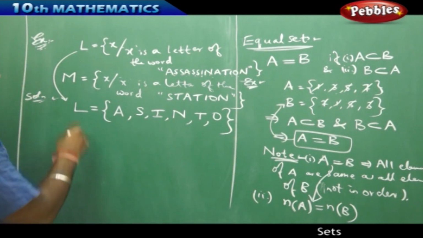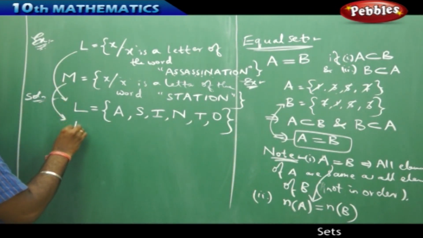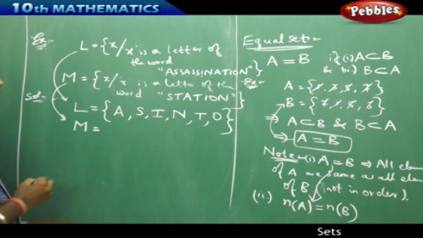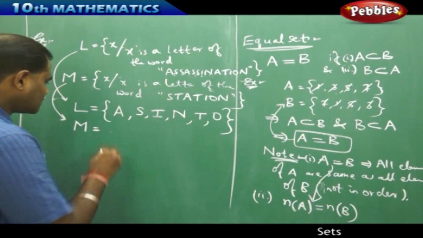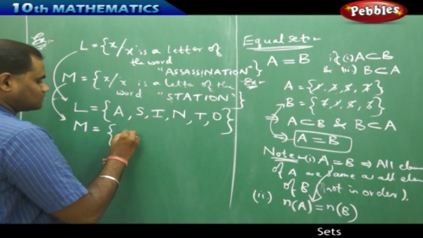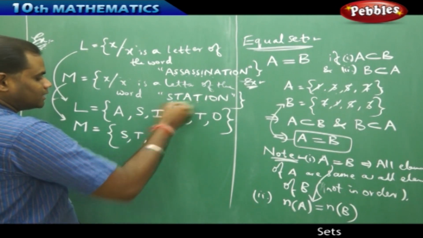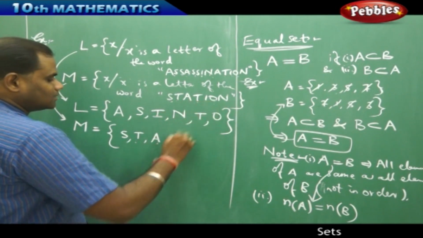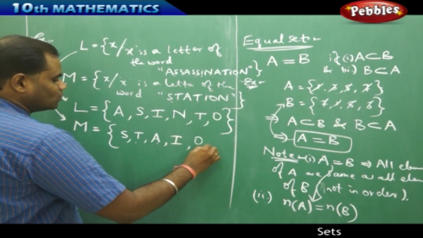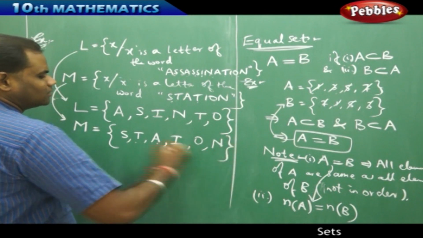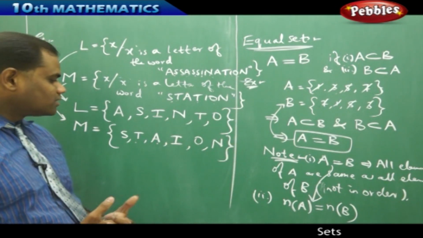Similarly, when I convert the set M into the roster form, equally using the letters of the word station, I start with S, fine, next T, and the next A. T has already come in, so I don't consider it. Then it is I, and this is O, and this is N, are the letters I take from station.